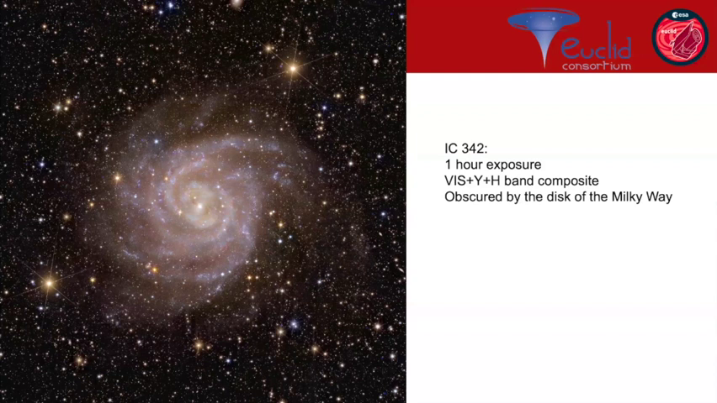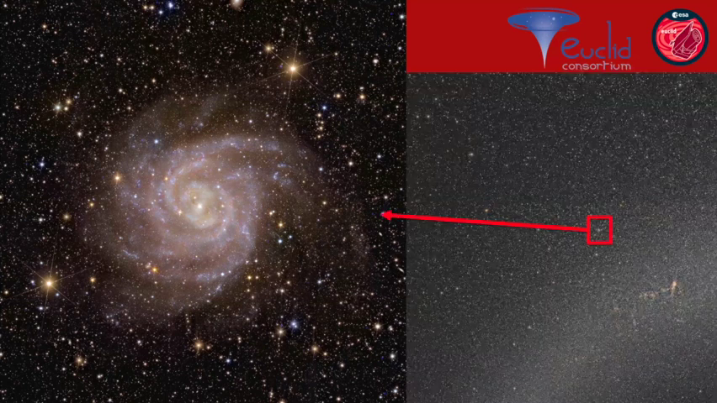This is a 1 hour exposure of IC 342. This is really extraordinarily beautiful. It's another three band composite. And this one's hard to see. I don't know if anyone can point to it in the sky, but it's actually almost totally obscured by the disk of the Milky Way.